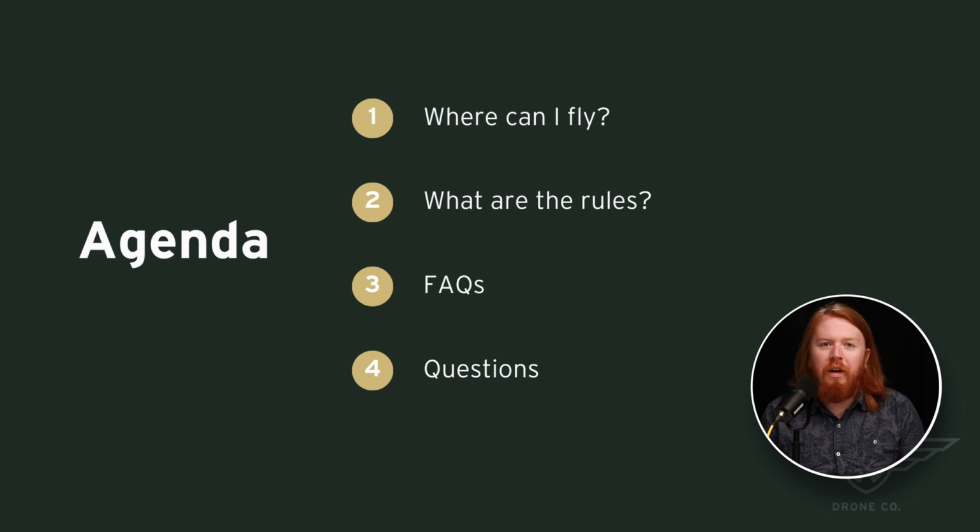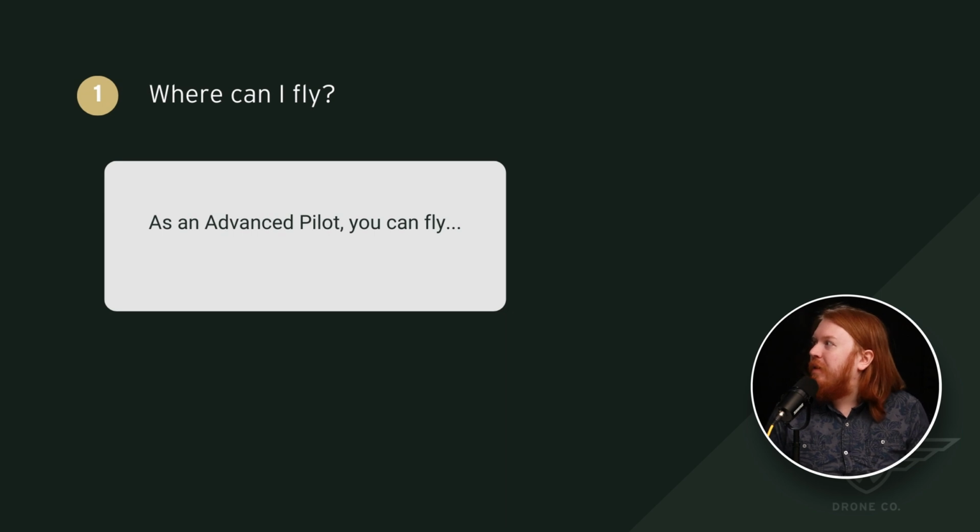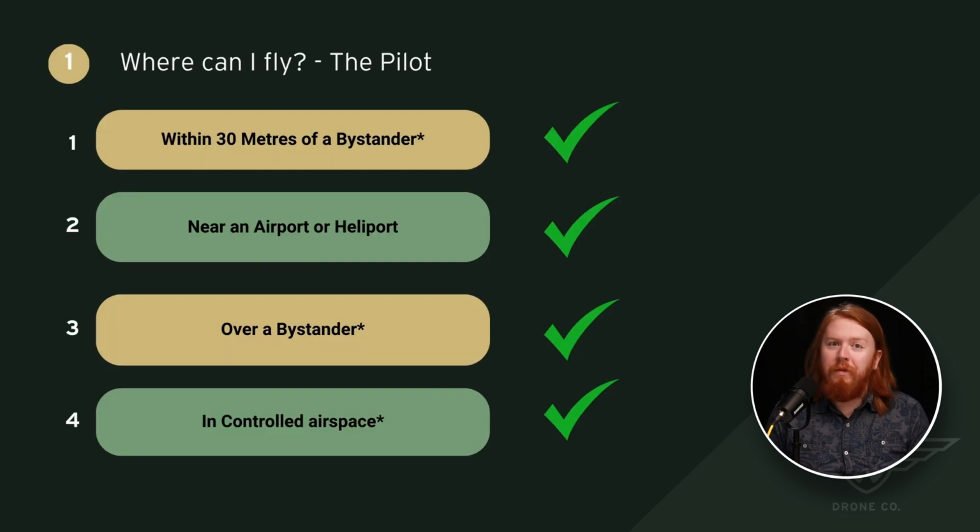As we mentioned, by the end of today's talk, you will know where you can fly as an advanced pilot. You'll know what regulations apply to advanced pilots, and we're going to answer some FAQs that we get often. So first off, where can you fly as an advanced pilot? As an advanced pilot, you can fly within 30 meters of a bystander. You can fly near an airport or a heliport. You can fly in controlled airspace, and you can fly over a bystander.